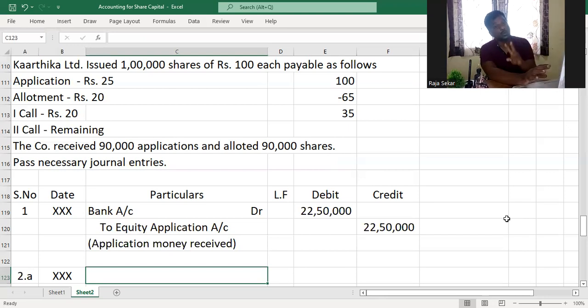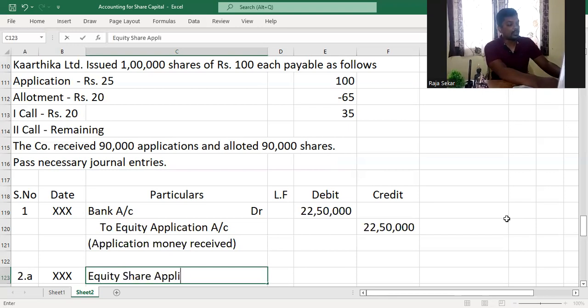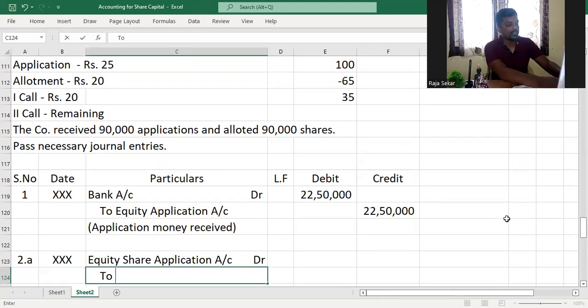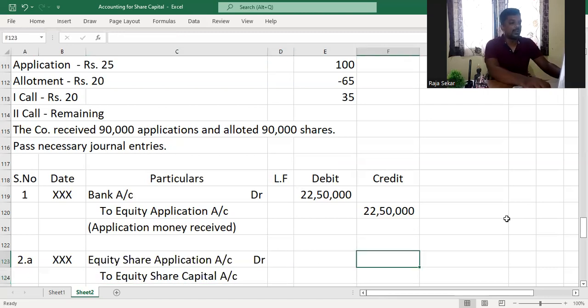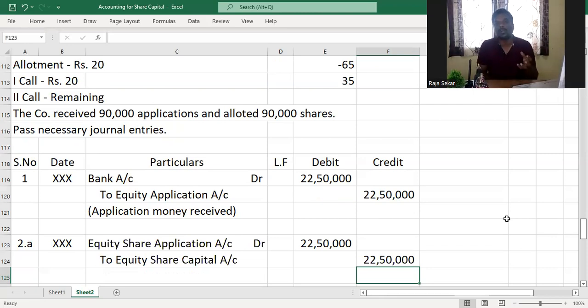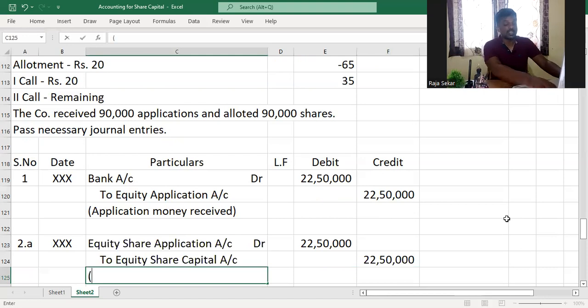Allotting shares comes with two transactions. The first transaction is transfer the application money to equity share capital account, as the applicants have now become shareholders of the company, and the money paid by them would be what, my dear children? It will be share capital. So it's transferred to share capital account, and in this case the amount is 22,50,000, or the number of shares allotted multiplied by the application money per share. Number of shares allotted is 90,000 in this case, and application money per share is 25. So 90,000 into 25 will give you 22,50,000.